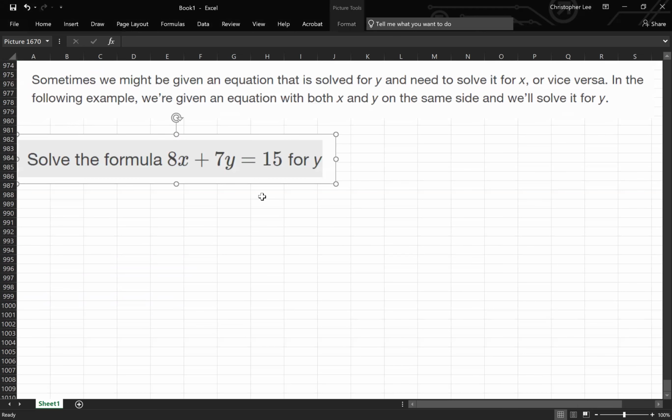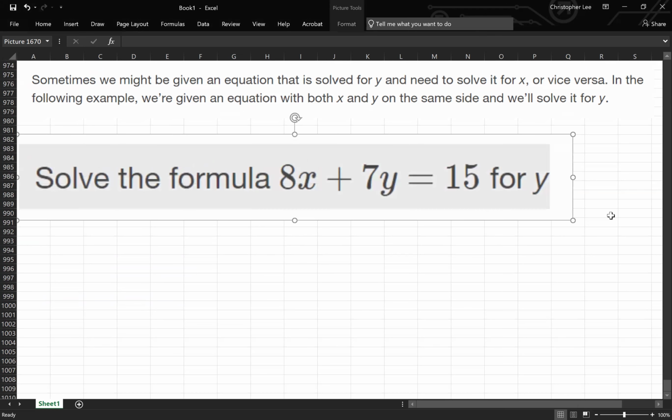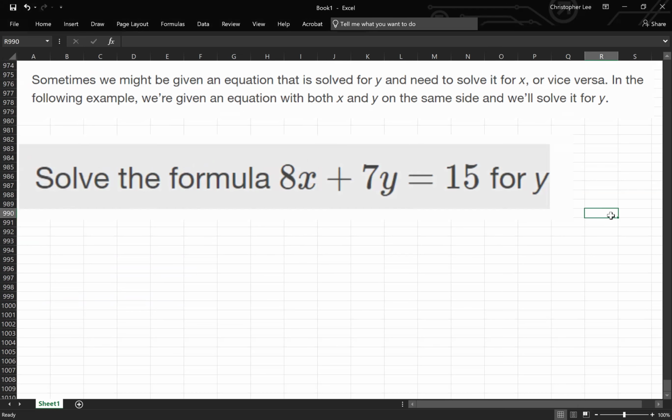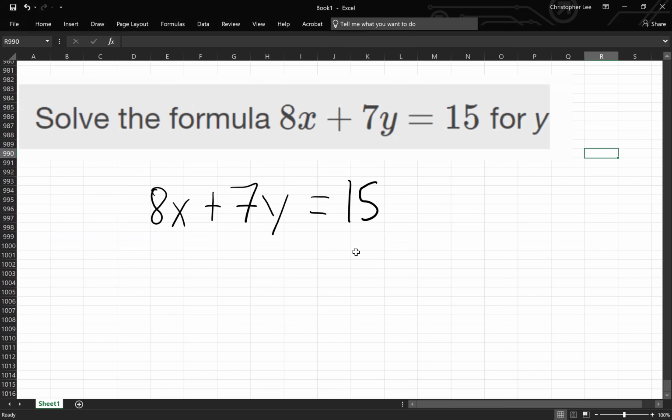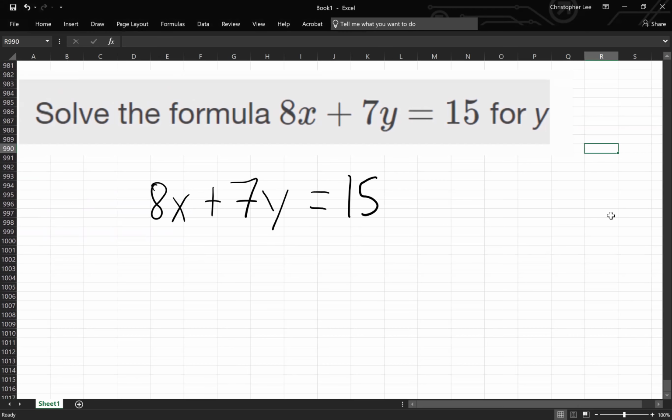All right, so I have this equation right here. I have 8x plus 7y is equal to 15. And I have to solve for y. So 8x plus 7y is equal to 15. Solve for y. What's the first thing I'm going to do? Subtract the 8x.